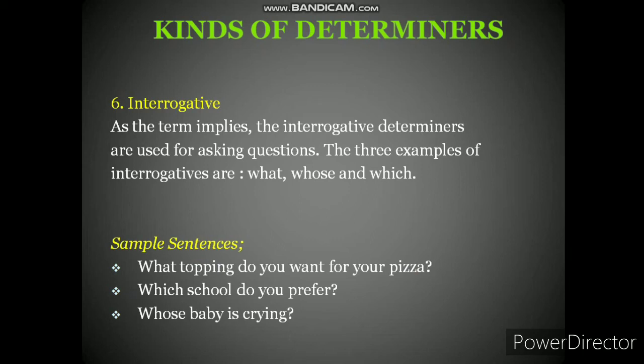The next kind of determiner is interrogative. As the term implies, interrogative determiners are used for asking questions. The three examples of interrogatives are what, whose, and which. Now see some of the sample sentences.